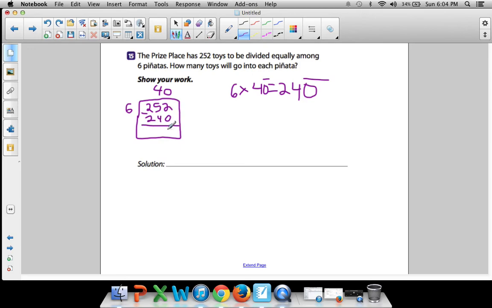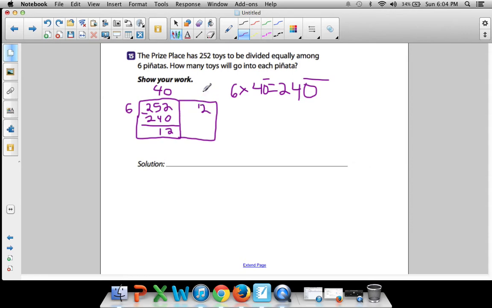Two minus 0, 5 minus 4. Oh wow, we're almost done already because we're so close. Good job, good job. All we have is 12 left. And how many times does 6 go into 12?